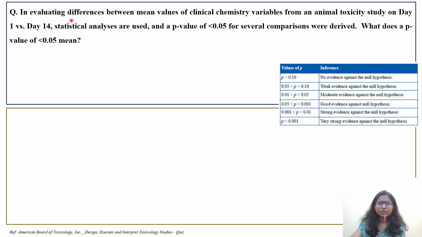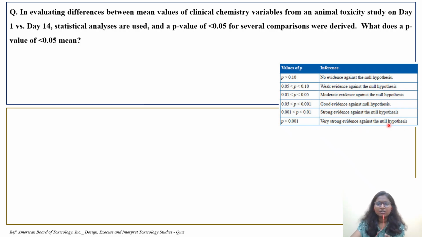See, the important thing you have to understand from this question is that you will be getting one question on statistics. Whenever you are performing any toxicology study, you have to decide the p level of significance. Here in this question it is given as less than 0.05, but when you are performing research it can also be p less than 0.001, which is very strong evidence against the null hypothesis.